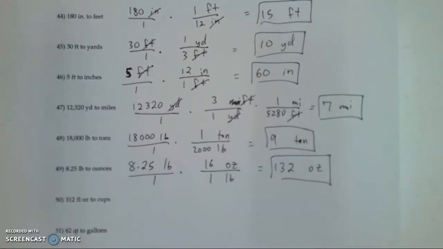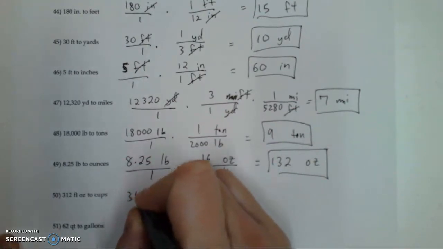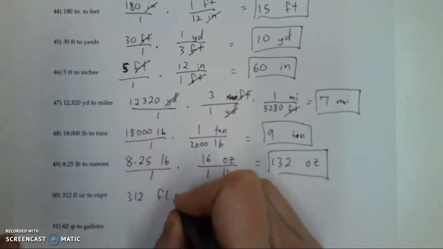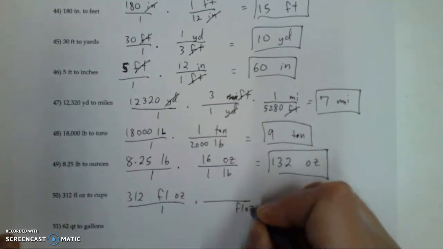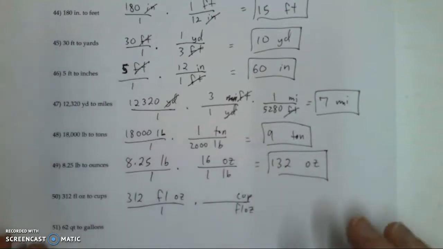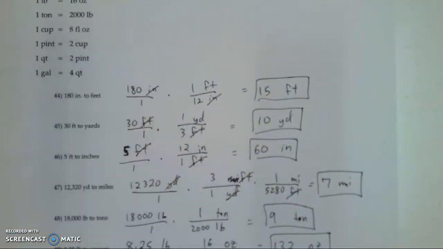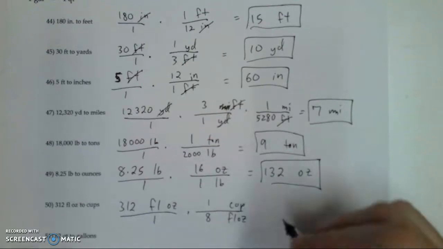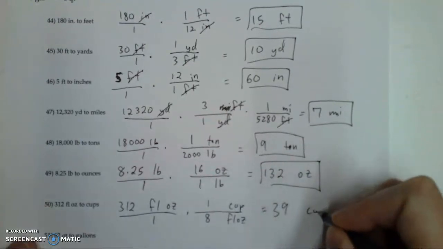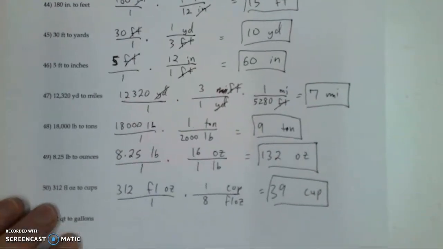All right, I've got 2 more of these. Let's go from fluid ounces to cups. So 312 fluid ounces. So again, I want fluid ounces on the bottom and cup on the top. And scrolling back up, 1 cup is 8 fluid ounces. So 312 divided by 8, I get 39 cups. For those of you that ever do baking, you might see that if we're trying to bake.